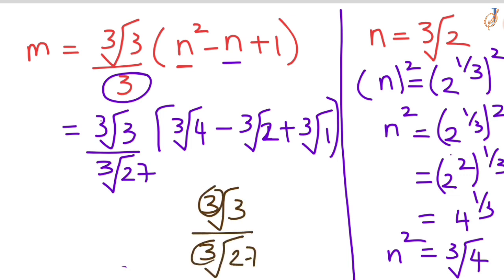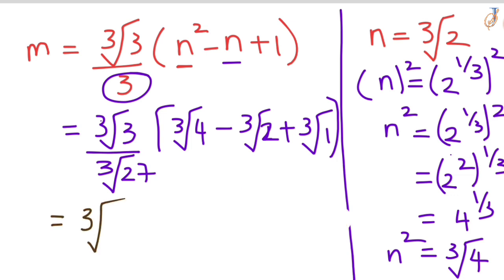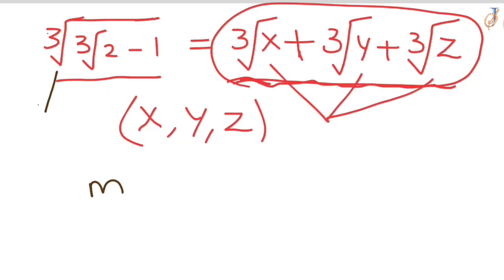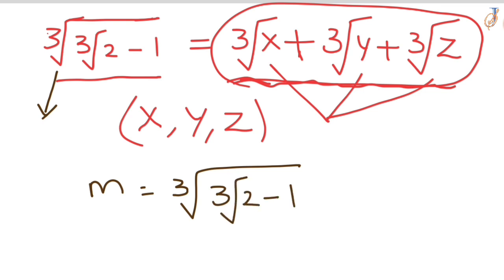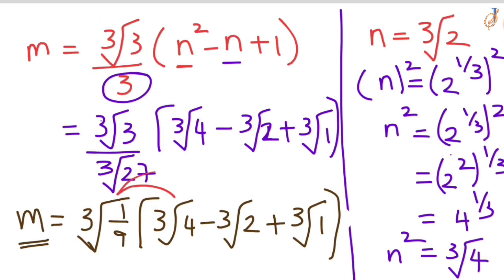Here cube root, here cube root. So we can write this as cube root of 3 upon 27, isn't it? So after cancelling, then you will get cube root of 1 upon 9. Then times (cube root of 4 minus cube root of 2 plus cube root of 1). So that is m. So what is m? We assumed m equal to cube root of 2 minus 1. That is m. So instead of m, we can write cube root of 2 minus 1, that is equal to, open the bracket and expand the terms.